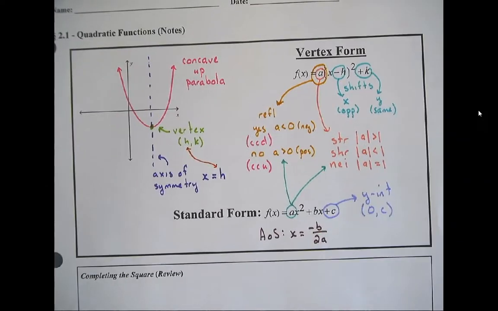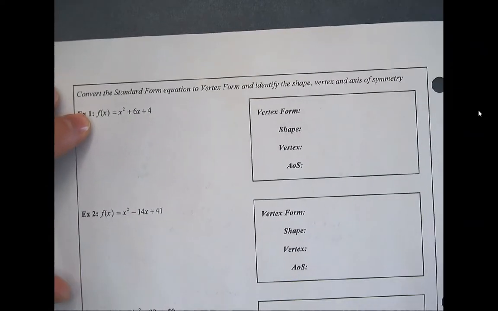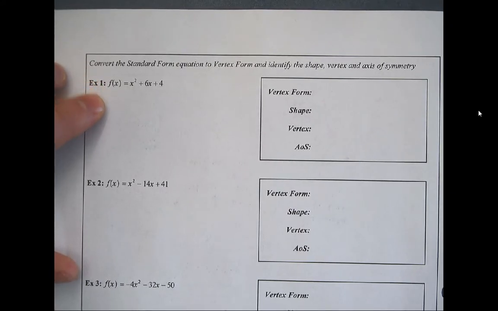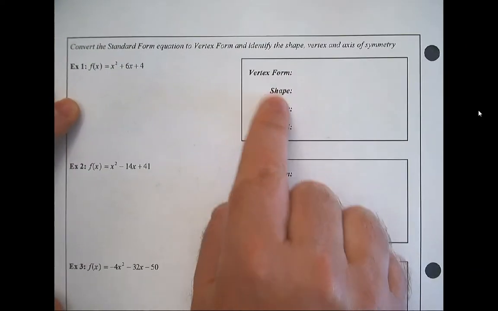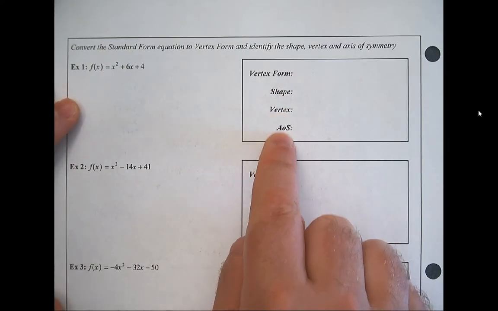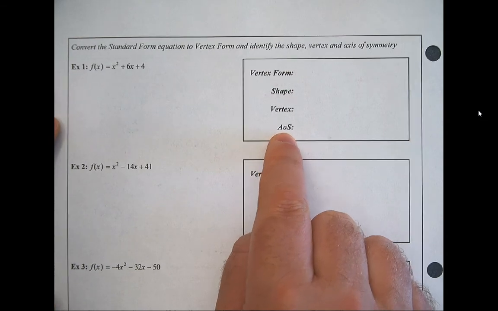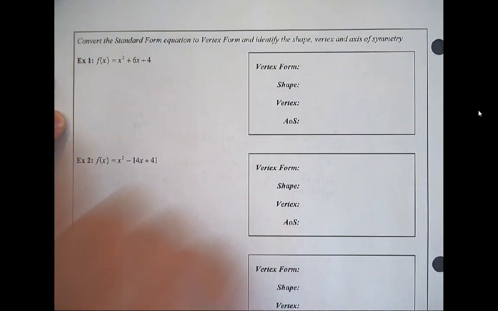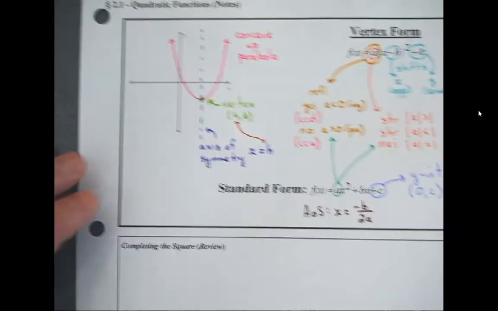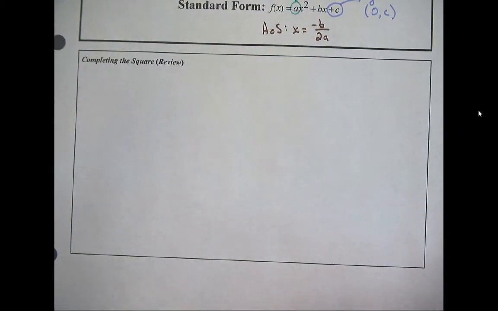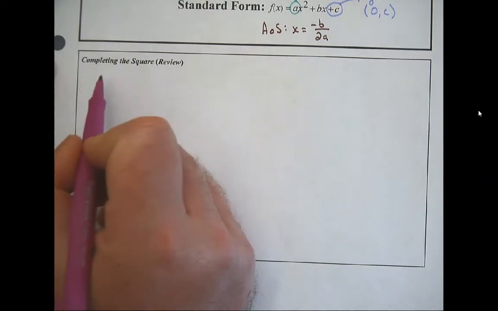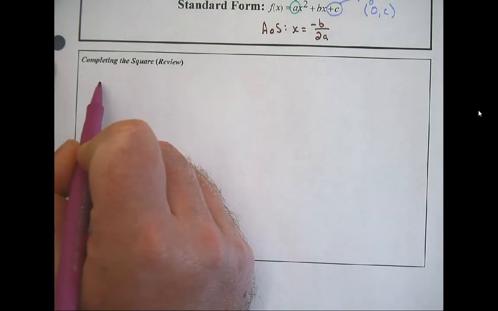So our goal today is to be able to take a function, convert it from standard form into vertex form, and then use that vertex form to identify the shape, the location of the vertex, and the equation for the axis of symmetry. Before we can do that, though, we have to review something called completing the square. So I'm going to teach this going forward, reviewing some stuff that you already remember, and then we're going to use that review to help us figure out this completing the square algebraic move.